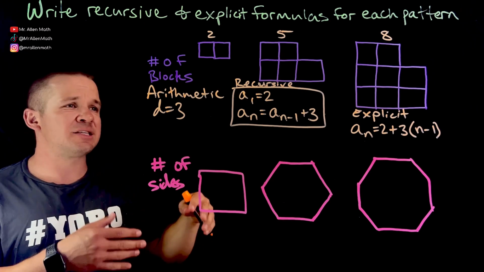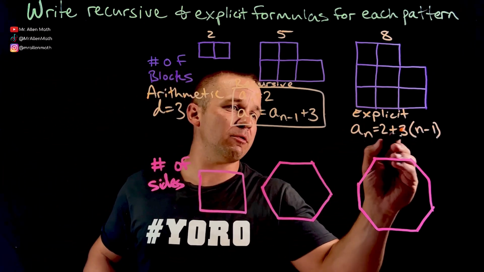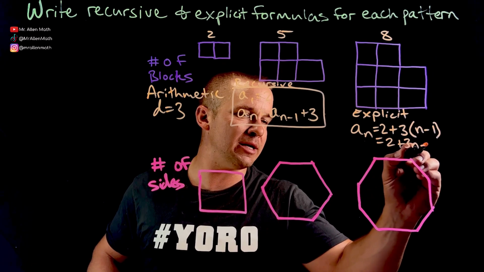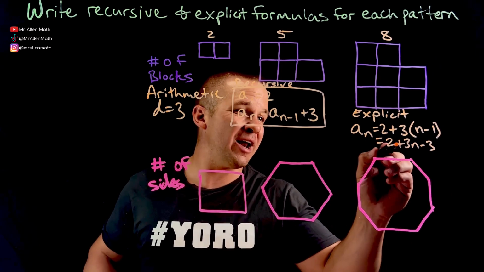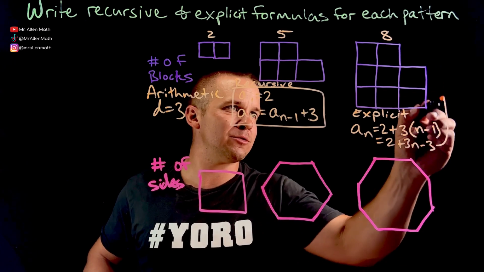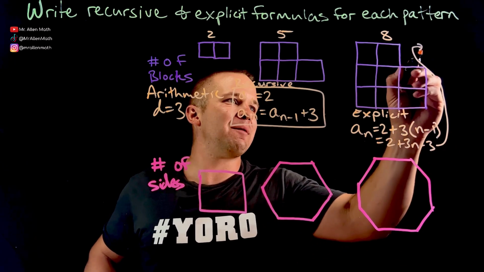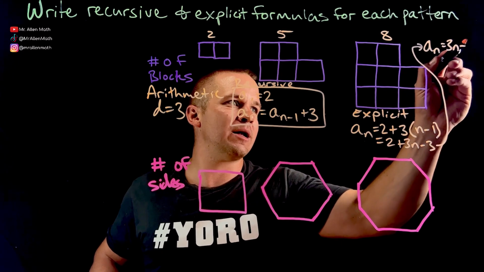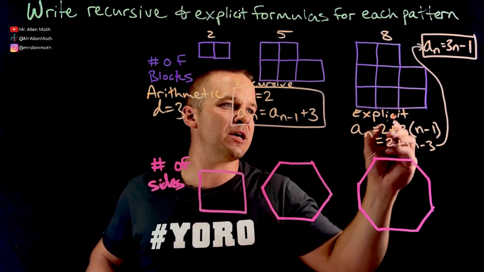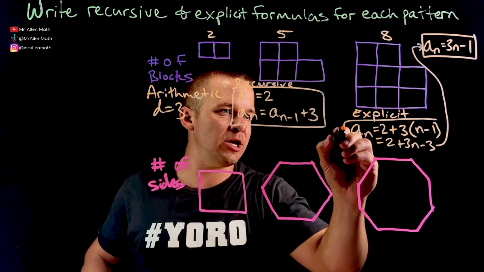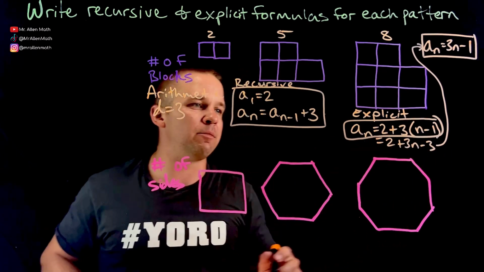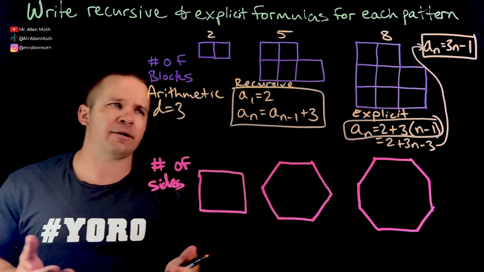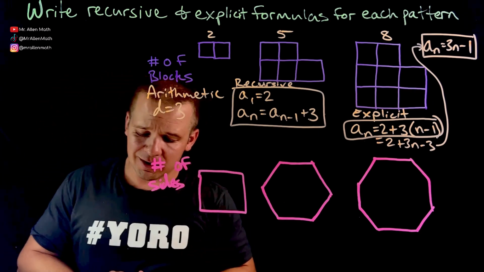And we can actually clean this thing up if we'd like. Distribute the 3n. Let's see if we have enough room here. So we'd have 2 plus 3n minus 3. And then I can combine those 2. I'm just going to bring this up here. And I'm going to have a sub n equals 3n minus 1. So this is acceptable. This right here is also acceptable for an explicit formula for this number of blocks up here. Beautiful, man. We are cruising.